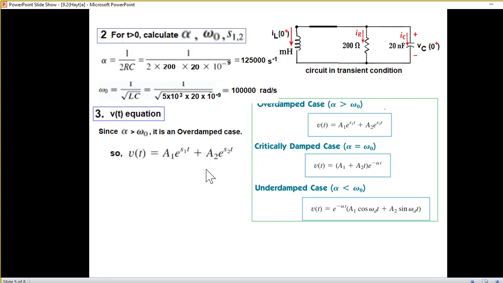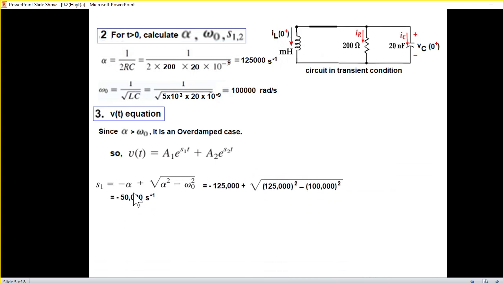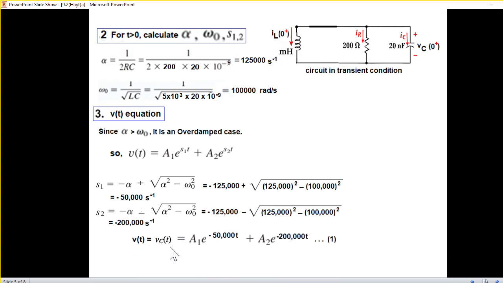This is the equation we're going to solve. Now S1 and S2 are not known here. Again, we'll take help of the formula. This is the formula for S1. So just plugging in the value of alpha and omega. And similarly S2, same formula except for the sign change, positive here and negative here. So we have calculated S1 and S2 and plugging in here, Vc(t) will be now A1 e raised to the power S1 t plus A2 e raised to the power S2 t.